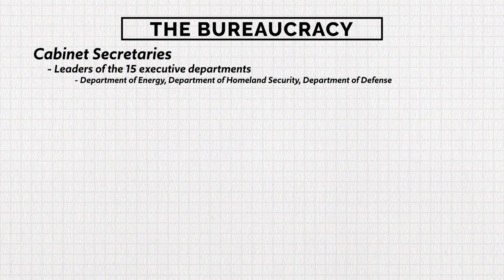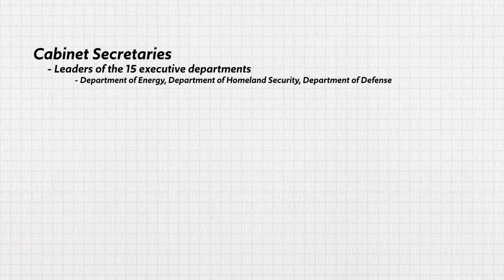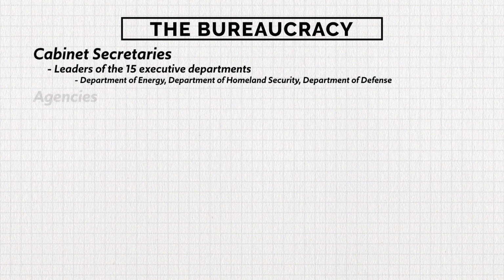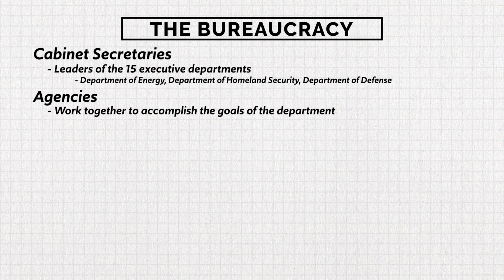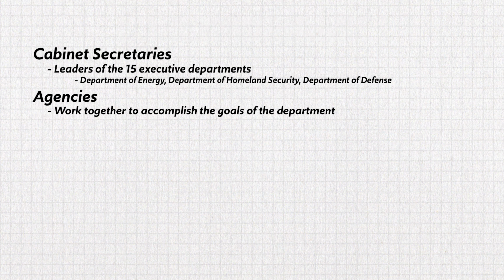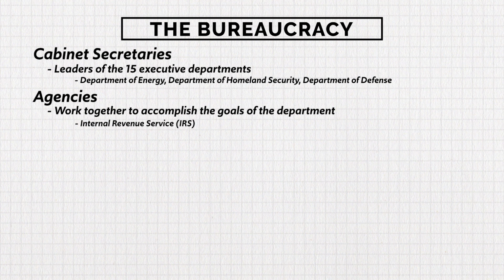These are the leaders of the 15 executive departments, like the Department of Energy, the Department of Homeland Security, or the biggest of all, the Department of Defense. And then these departments are further subdivided into agencies which all work together to accomplish the goals of the department. For example, the Department of the Treasury has all kinds of tax collecting agencies within it, like the Internal Revenue Service or the IRS. So the way it works in this case is that Congress passes tax legislation, then it's up to these agencies to make sure that taxes are actually collected.